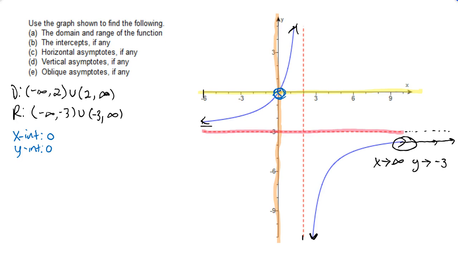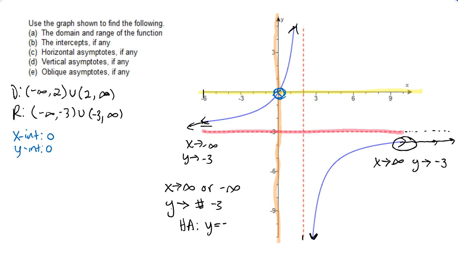Over here on the other end of the graph, my x is approaching negative infinity, and my y is approaching that dashed line again, which is at -3. And so that's the definition of what a horizontal asymptote is. So when x is approaching infinity or negative infinity, and your y is approaching a specific number, in our case -3, you have a horizontal asymptote at that value, y equals -3. Not at that value, but along that line, y equals -3.